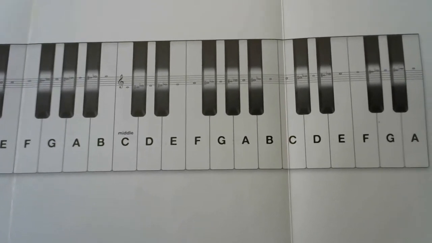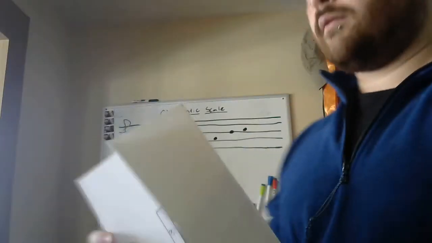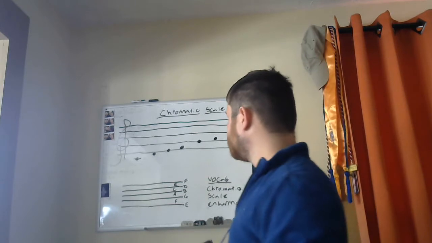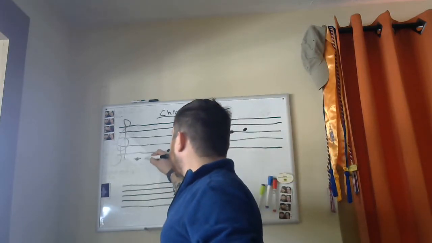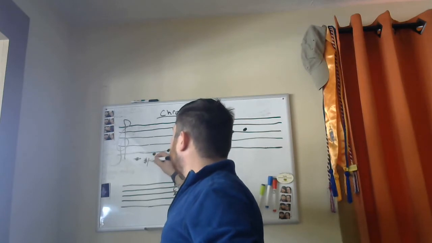So let's write that on our board, and then we'll hear what it sounds like. So first we have C. Then we have another note, which is either a sharp or a flat.